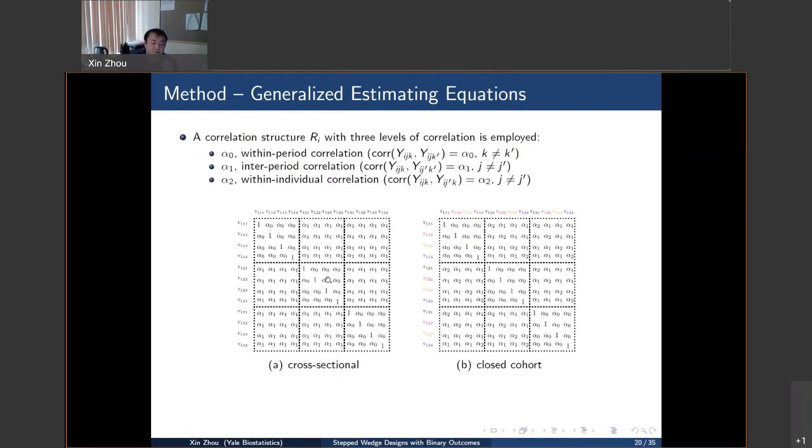This slide shows the variance model. For binary outcome, we only need to specify the correlation matrix. For cross-sectional design, there are 2 levels of correlation, alpha 0 and alpha 1. The example here shows 3 periods and 4 individuals at each period. Alpha 0 is the within-period correlation. That is the correlation between individuals from the same period.